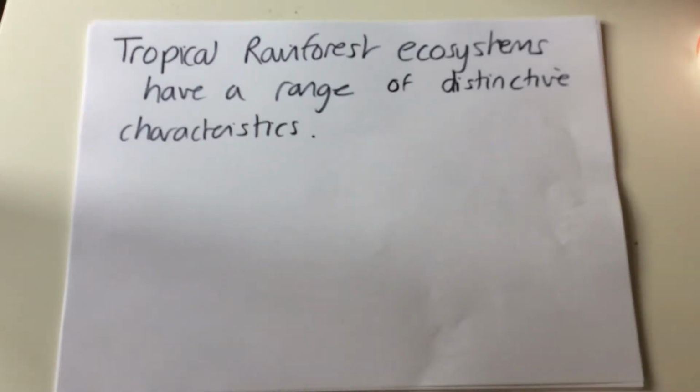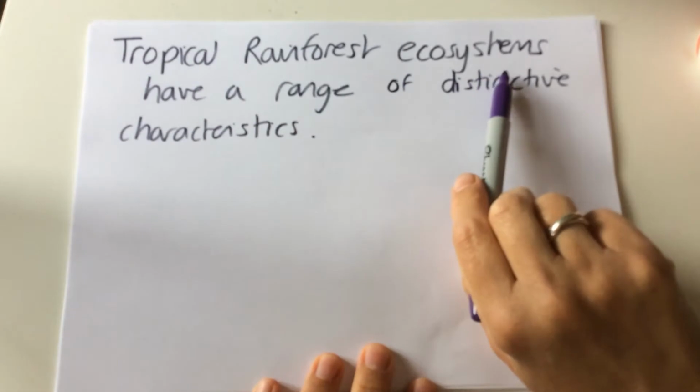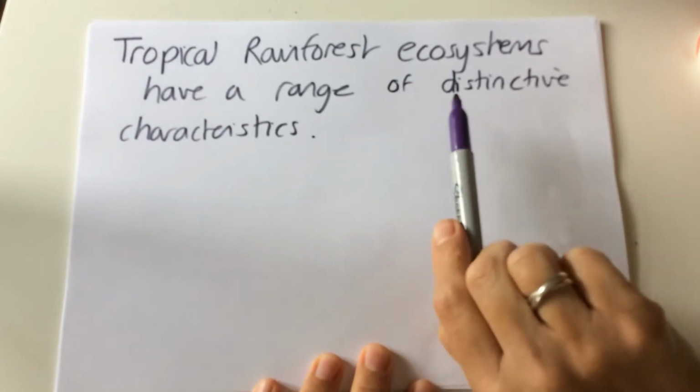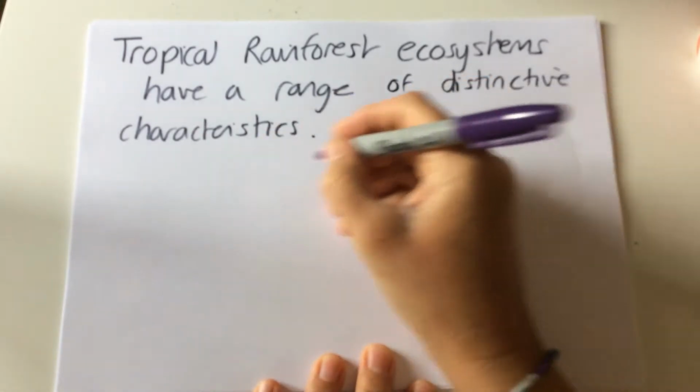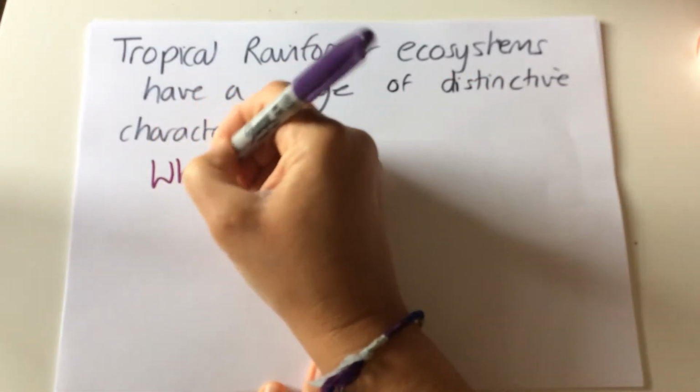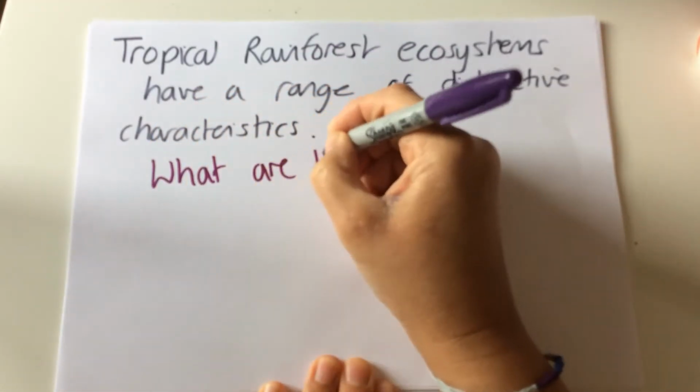Okay, so welcome to this revision video, which is about what you can see in front of you, the fact that tropical rainforest ecosystems have a range of distinctive characteristics. So the key thing is basically that means we want to know what are they like.